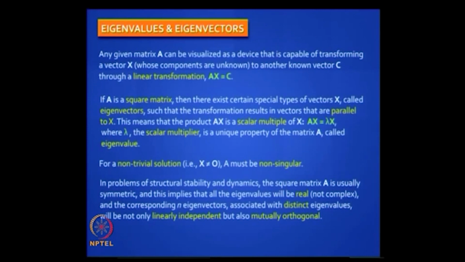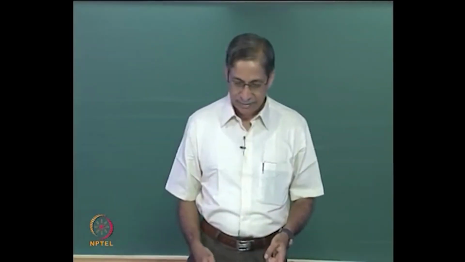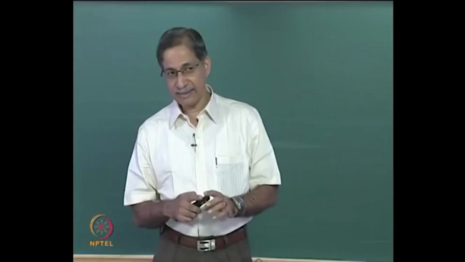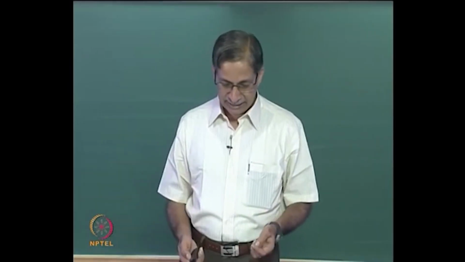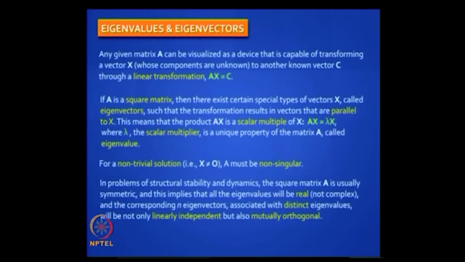In problems of structural stability and dynamics, the square matrix A is usually symmetric, which makes our life easier, and this implies that all the eigenvalues will be real, not complex. There are situations where you have imaginary numbers coming in, but not in our real life problems in structures, and luckily for us the eigenvectors are going to be distinct, and they will be linearly independent and also mutually orthogonal. That is a property of the eigenvector.